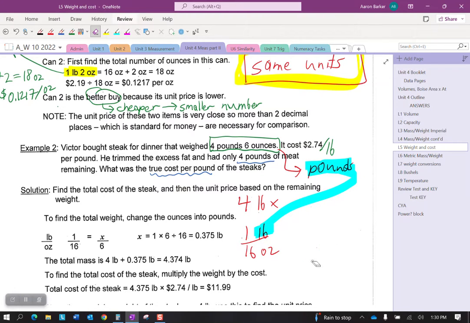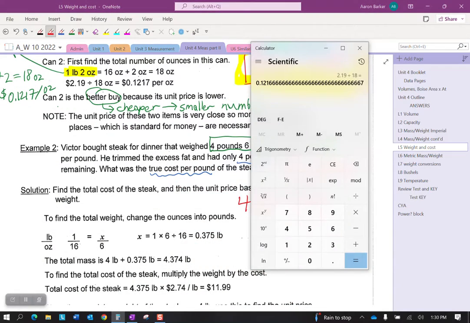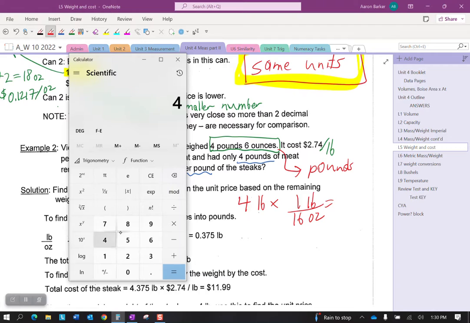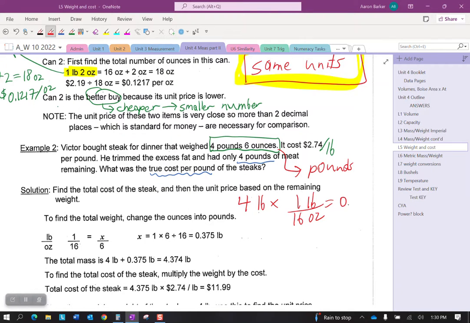Scratch that out. We're going to use the first one and go 4 pounds times 1 pound over 16 ounces. Okay. And we got that conversion factor from our table. So we go to our calculator. Beep, beep, beep. 4 times 1 divided by 16 equals 0.25. But we have to add, okay.